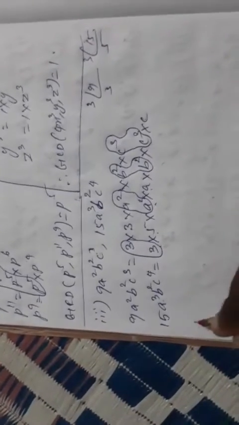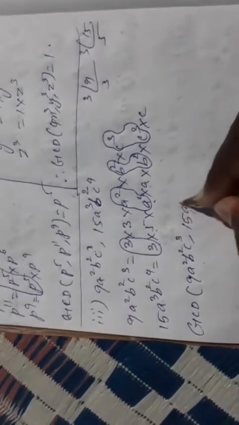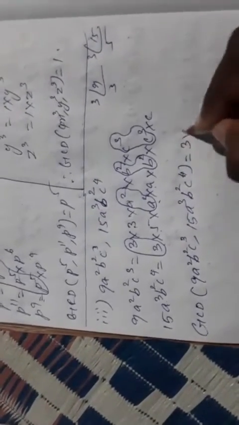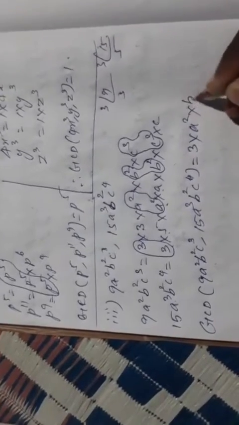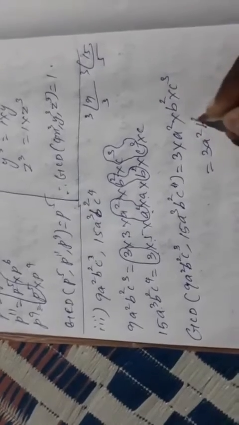Therefore, GCD of what is that? 9a square b square c cube, 15a cube b square c power 4. We can write what is that? 3 into common factor. One time we want to take, right? Here common what is that? 3. 2 times 3 is there in one, but common in both, so we considered one time, 3. Next here a square. Here b square. Here c cube. Therefore 3a square b square c cube. This is the required factor.